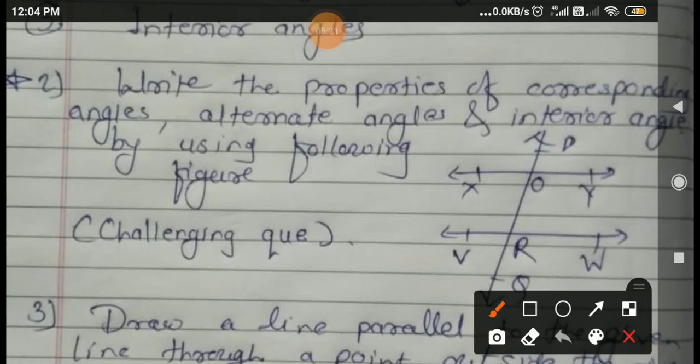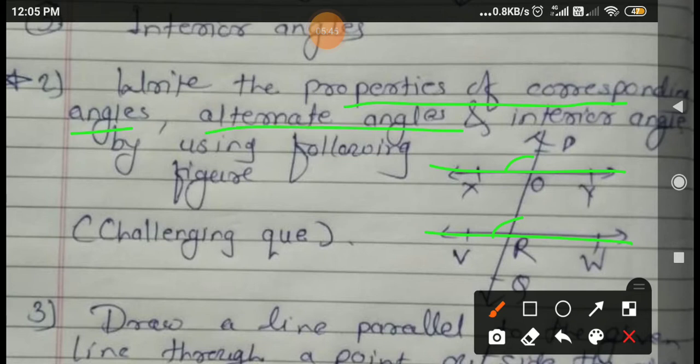If a pair of corresponding angles is congruent, the given lines are parallel to each other. Any one pair, if it is congruent, then the given lines are parallel. And if not, the lines are not parallel, which means they are intersecting lines. So these are the properties of corresponding angles. Corresponding angles are congruent when the lines are parallel to each other, and if not, then they are intersecting.